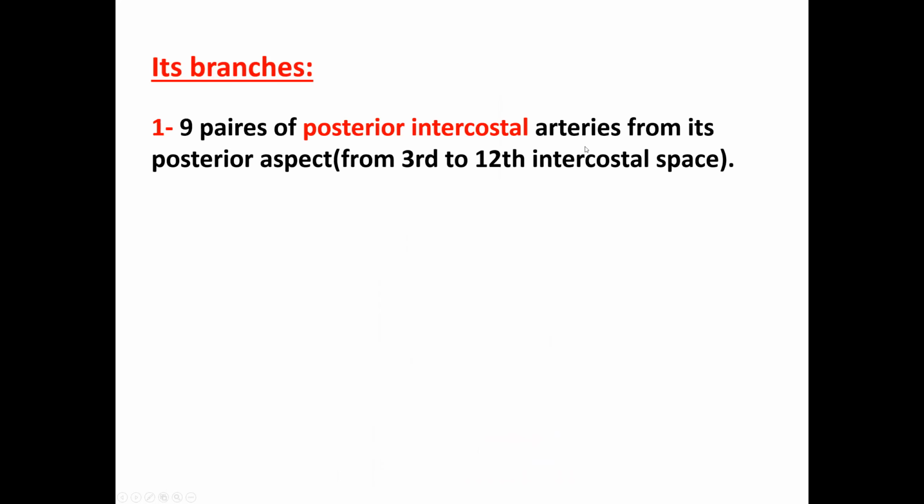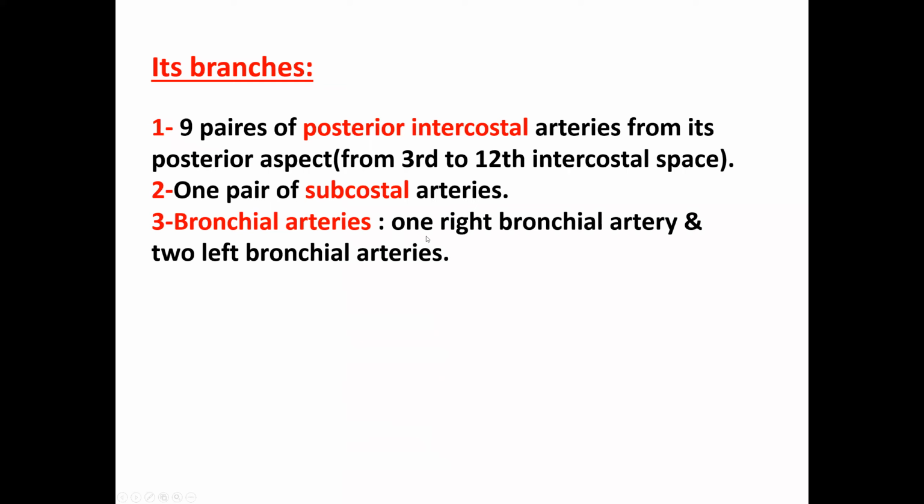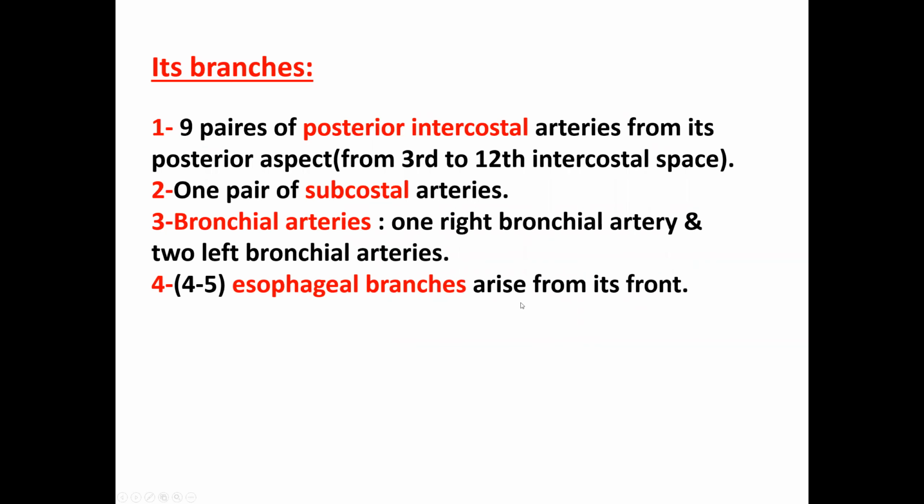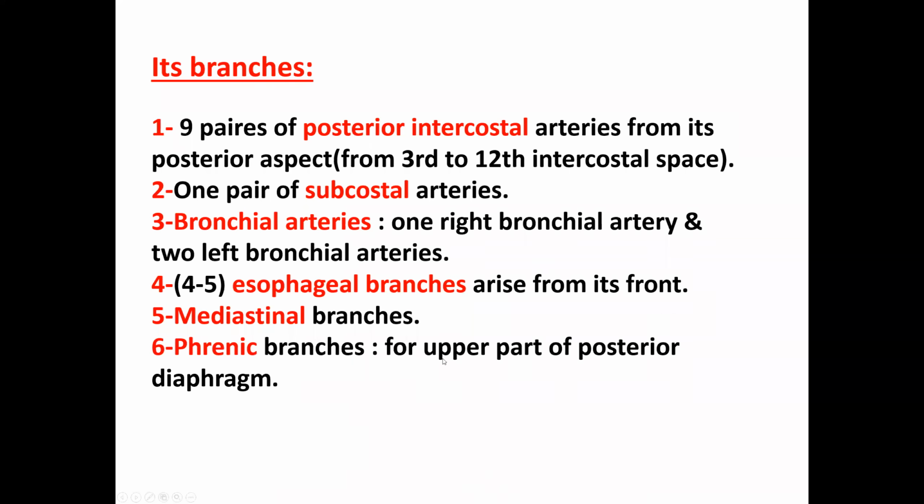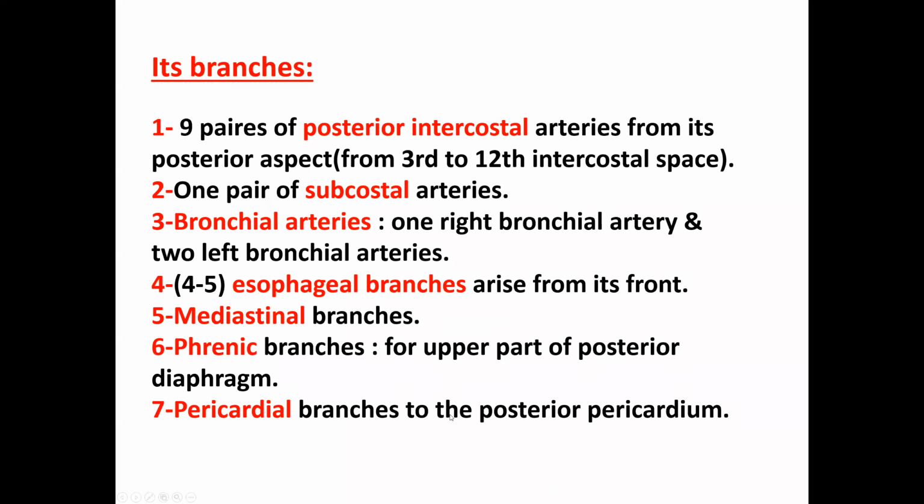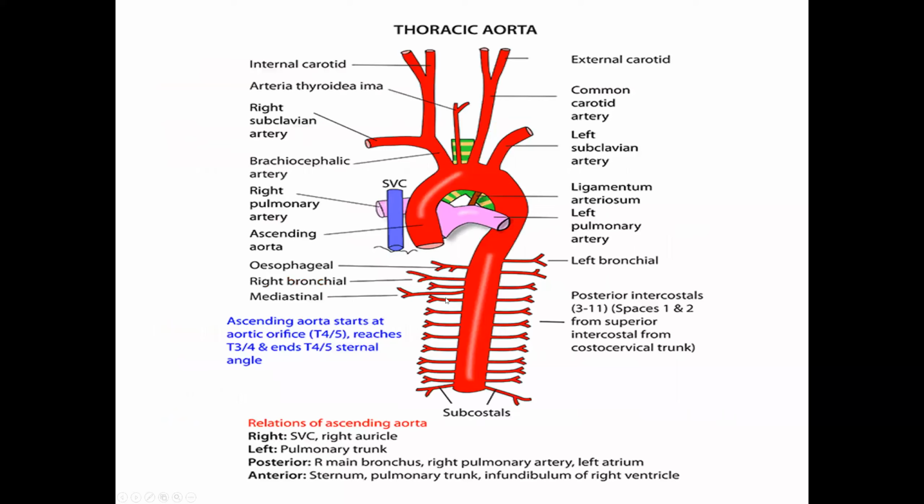Its branches: 9 pairs of posterior intercostal arteries from its posterior aspect, from 3rd to 11th intercostal space; 1 pair of subcostal arteries; bronchial arteries, 1 right bronchial artery and 2 left bronchial arteries; 4 to 5 esophageal branches arise from its front. Mediastinal branches. Phrenic branches for upper part of posterior diaphragm. Pericardial branches to the posterior pericardium. This is the descending aorta and its branches.